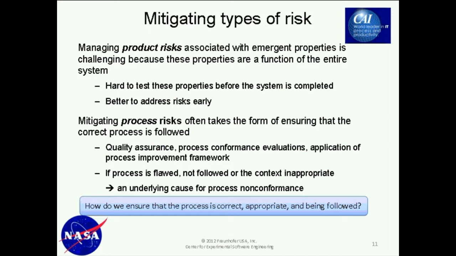So mitigating risks. How do you deal with them? Managing product risks associated with emergent properties is challenging because, as I've said earlier, it's hard to test those properties before the system has been completed. And you really want to try and address them early. So if I can track the fact that I'm not getting to the place where I want to be, to make sure I have that emergent property, then I'm going to be in trouble. And mitigating process risk often takes the form of ensuring that the correct process is performed.